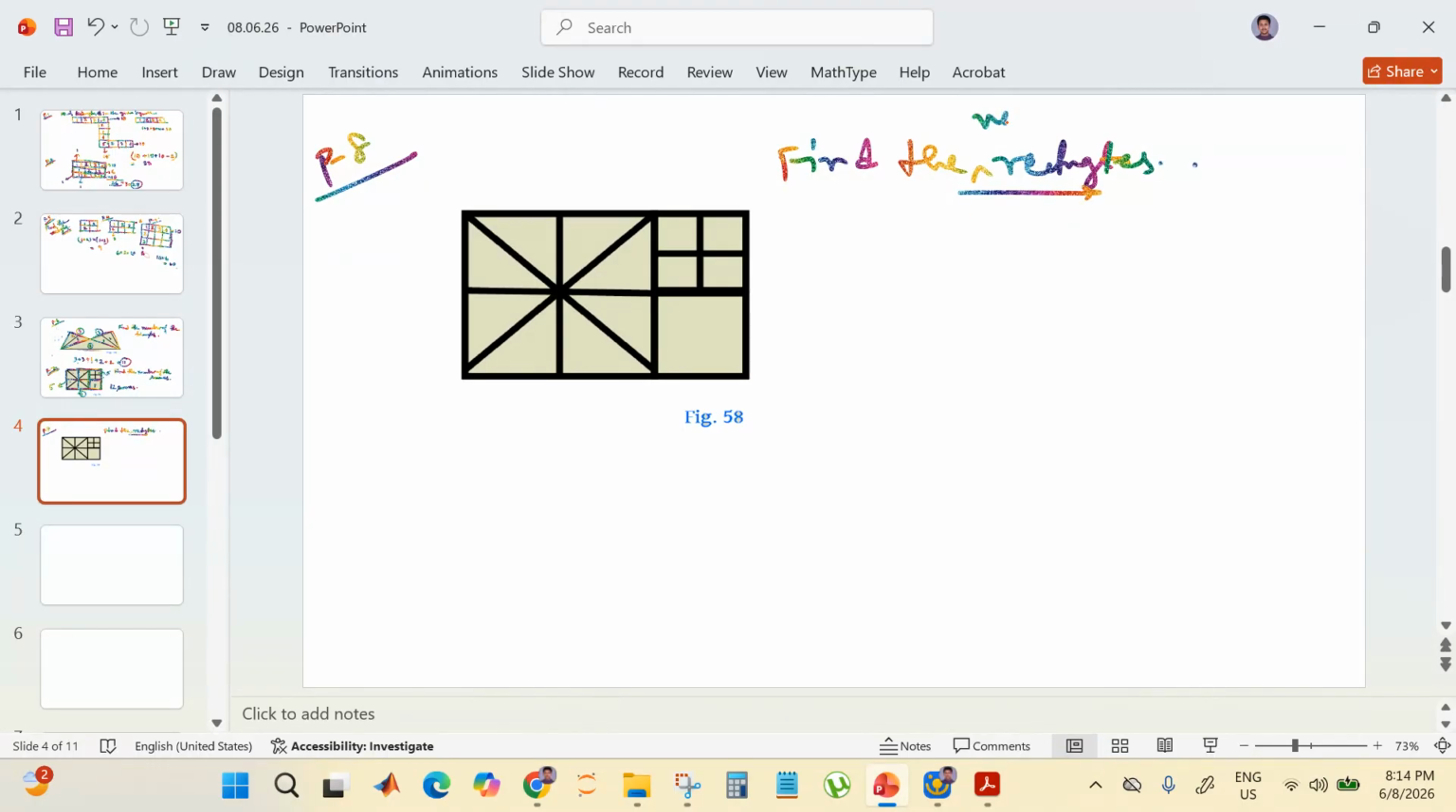Find the number of rectangles. Then what will be the answer? Try to do.